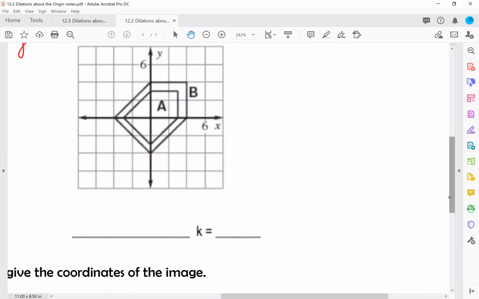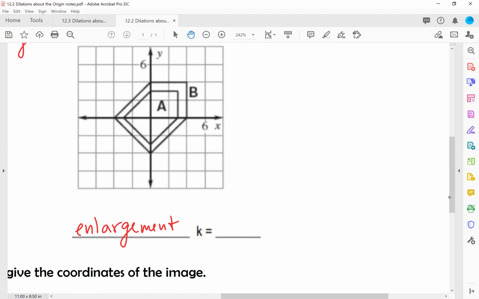We can see we're going from A to B. So A is the small one, B is the bigger one, so it's going to be an enlargement. That means our scale factor is going to be greater than 1. And again, we can take a point from the new figure and a point from the old figure, and we can divide them.